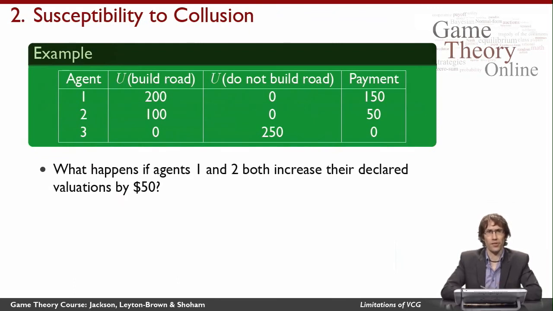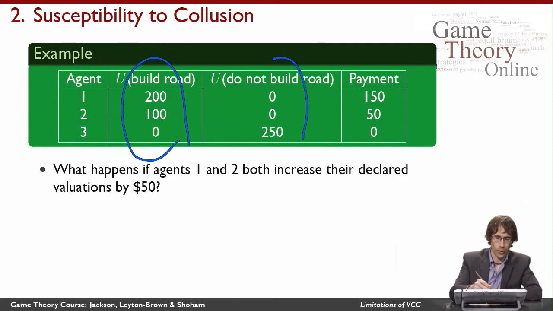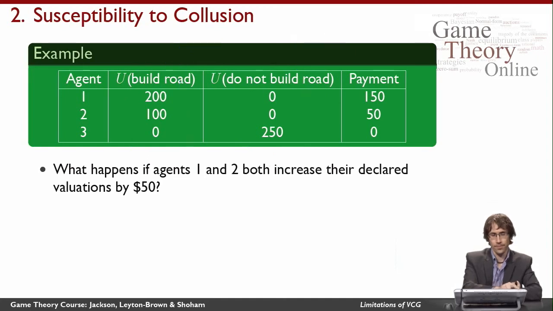Here's something a little bit more subtle about VCG. It turns out to be susceptible to collusion. So let's look at the road building game. Here we have 3 agents. We're going to choose to build the road rather than not building the road because we get utility of 300 for building the road and 250 for not building it.